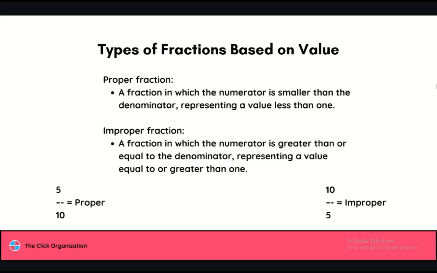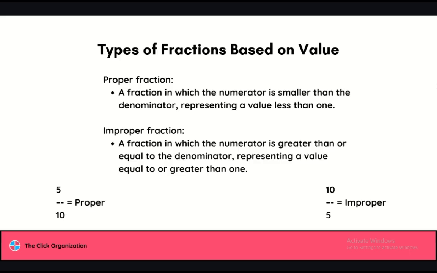Based on value, fractions are separated into 2 types, proper and improper. Proper is a fraction in which the numerator is smaller than the denominator. And improper, as you guess, is completely the opposite. It means that the numerator is greater than or equal to the denominator. A proper fraction represents a value less than 1, and an improper fraction represents a value equal to 1 or greater than 1. What does this mean?